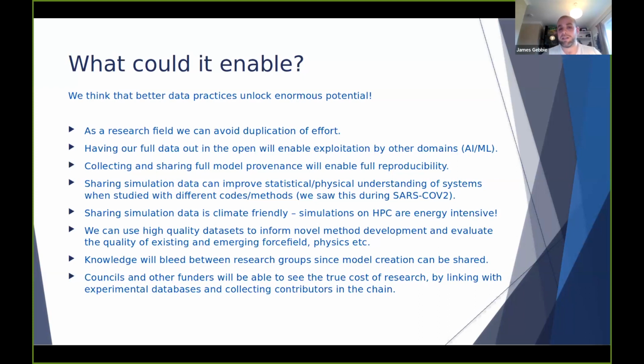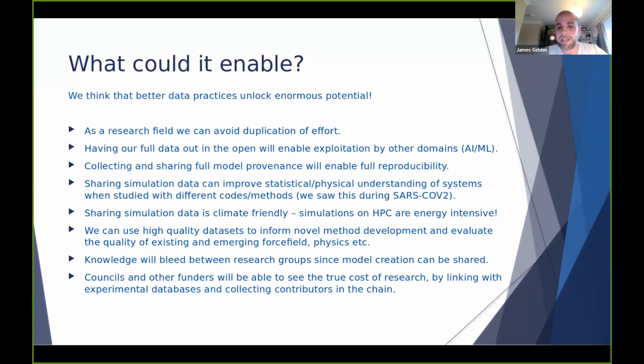Sharing simulation data is obviously climate friendly because if you can already find a data set that fits what you need to know to go on and do something else, then you don't have to go on HPC and run these very energy intensive calculations in the first place. Or you might be able to start at a place that has less trial and error. So it can increase the efficiency of the way that we do things.